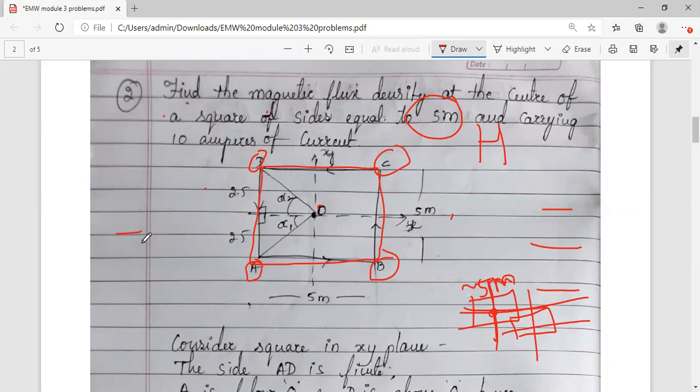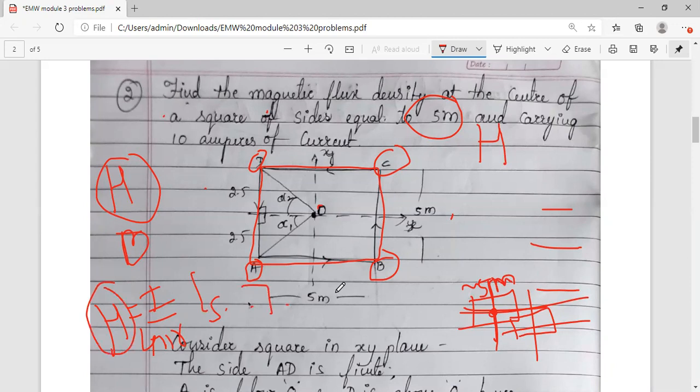Now what will be the total field? Let us first calculate H, then we can go for B. To find H total, from the Biot-Savart's law application, try to recall the formula. The formula is H equals I by 4 pi r, and if it is finite, sine alpha 2 minus sine alpha 1. This is a total integration only.